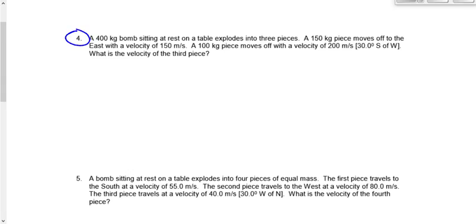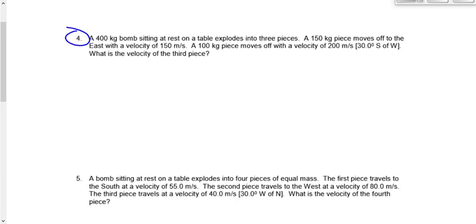We're going to take a look at worksheet number 4, questions 4 and 6 right now. Number 4 says, a 400 kilogram bomb sitting at rest on a table explodes into 3 pieces. One piece goes off to the east, one piece goes off at 30 degrees south of west, and one piece goes off somewhere. That's what we want to find, where it goes and what the speed of that third piece is. Okay, first thing we want to do for this is draw a picture.